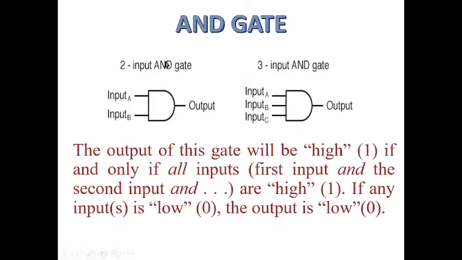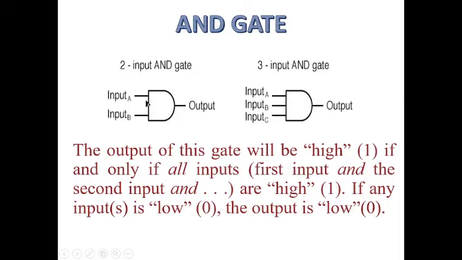The AND gate. You can see the AND gate. We have the 2 input AND gate. We have the 3 input AND gate. For this gate, the minimum input it can have is 2. So it can be 3, it can be 4, and so on. But the minimum it can have is 2, and it always has a single output.